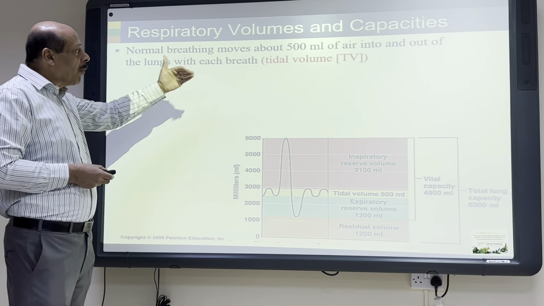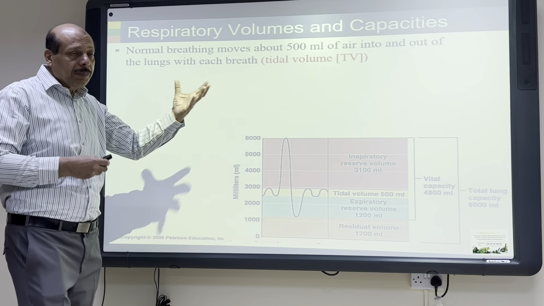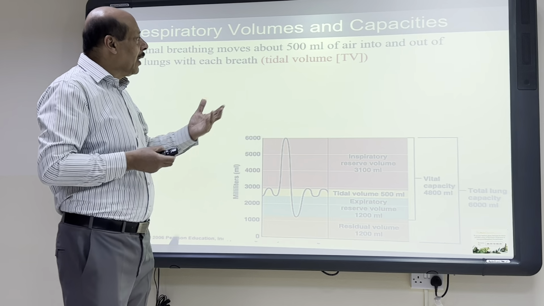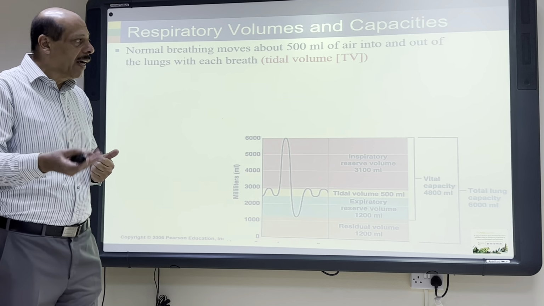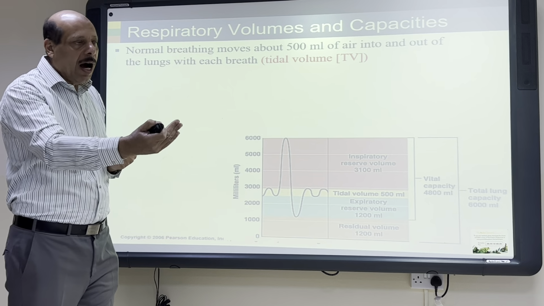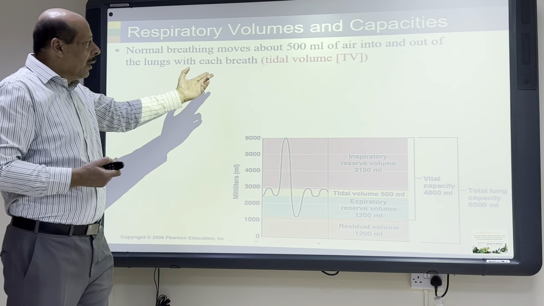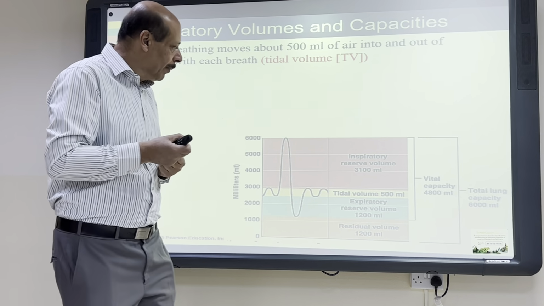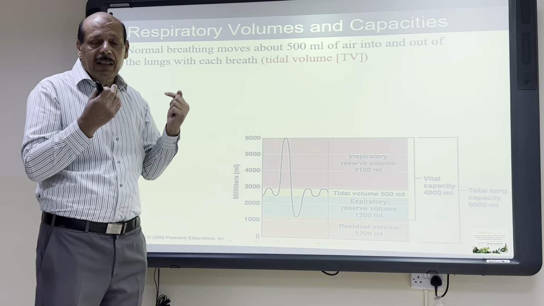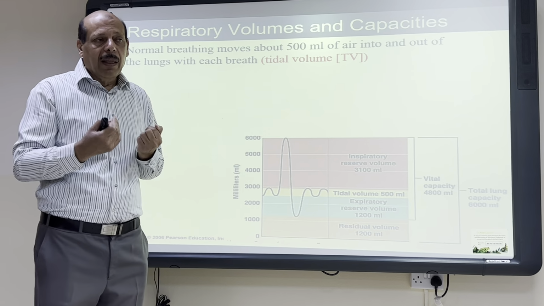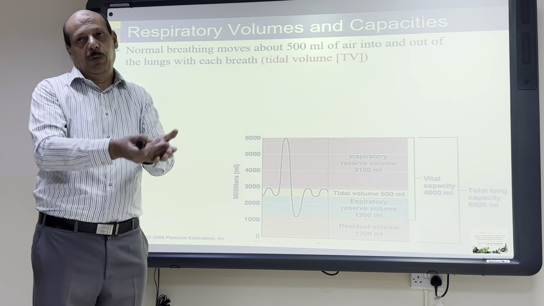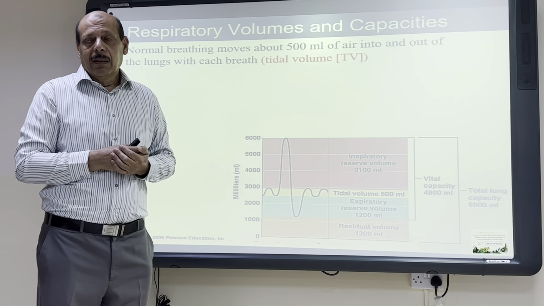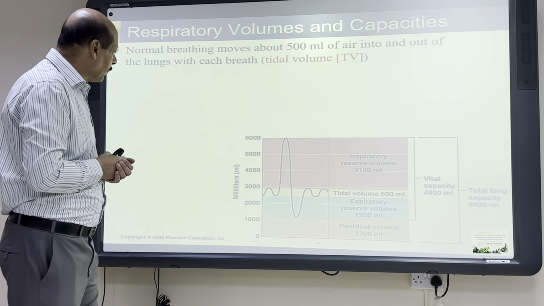So the normal breathing volume, which is in each inhalation and exhalation, is about 500 ml of air coming in and out in each breathing. We call this the tidal volume. So the tidal volume is around 500 ml of air that we are inhaling in and out in each respiratory cycle. So it is called tidal volume.